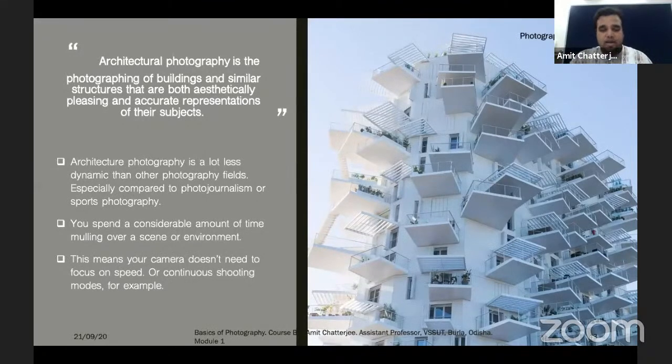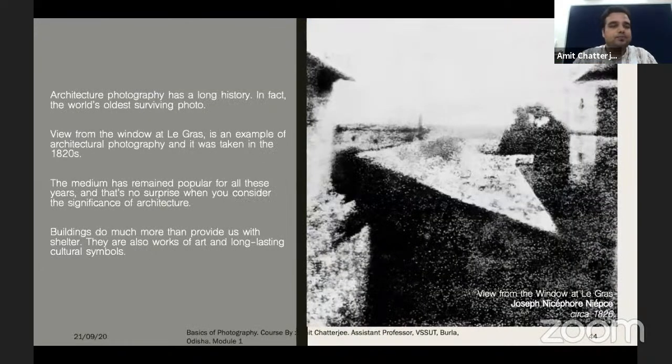This also means that your camera doesn't need focus or speed. As I said, the building isn't moving anywhere, so you do not need speed or a telephoto lens. You don't have to worry about the shutter speed and things like that. All you have to worry about is how you want to represent the building, or how you want people to see that particular building, to get inspired, or for the building to look nice.